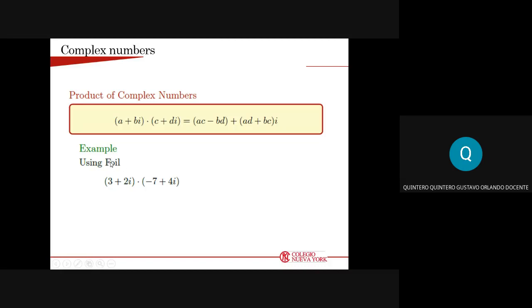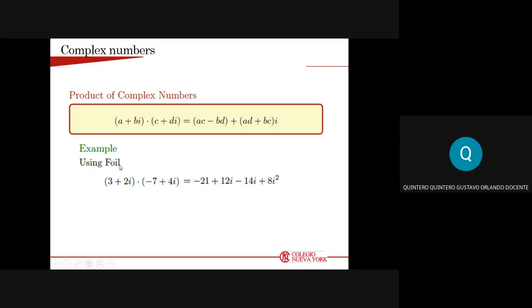First, let's do the F, which stands for first. So take the 3 and the negative 7. 3 times negative 7 will be negative 21. All right. Let's go with O from outers. So 3 and 4i. 3 times 4i. Okay, that'll be 12i, right? Beautiful stuff. Let's continue with the I, which is inners. In this case, 2i and negative 7. All right, 2i times negative 7 will be negative 14i. Here it is, negative 14i.